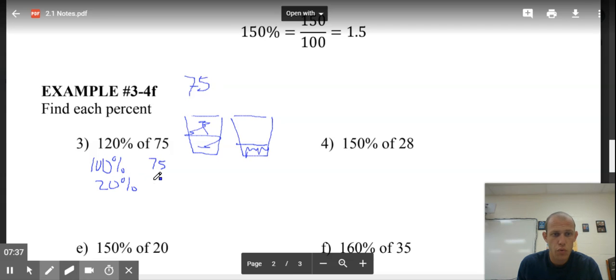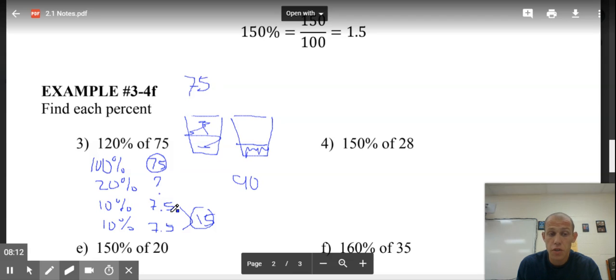So if I can figure out what 20% is, I'll just add that to the 75. So I don't know what 20% is, but I do know what 10% is. It's always that number divided by 10. So that'll give me 7.5. And I need 2 of those to make up my 20%. So 2 7.5s would be the number 15. Add that to my 100% of 75, and I will get out the number 90.